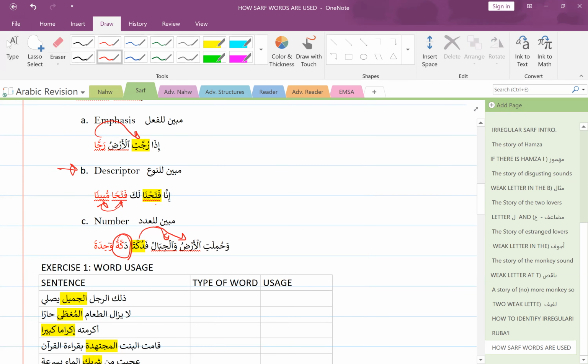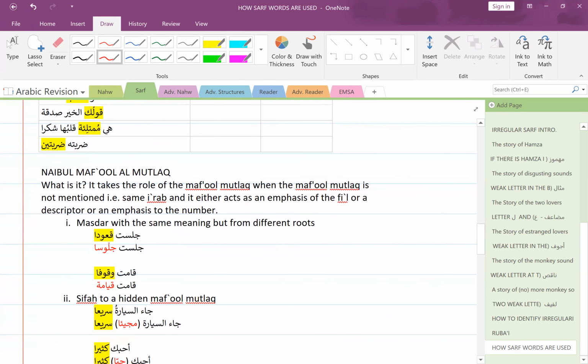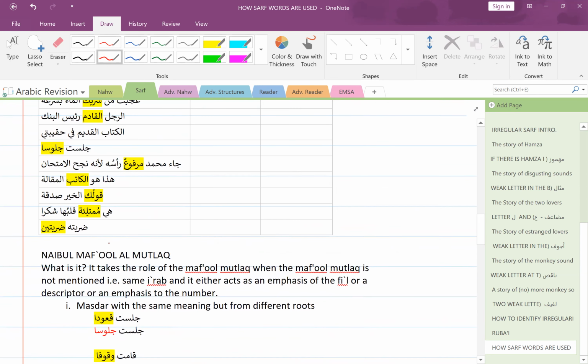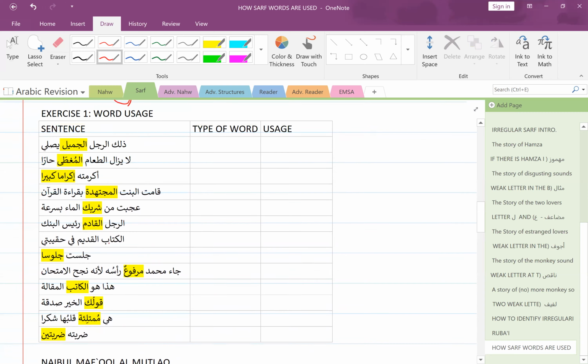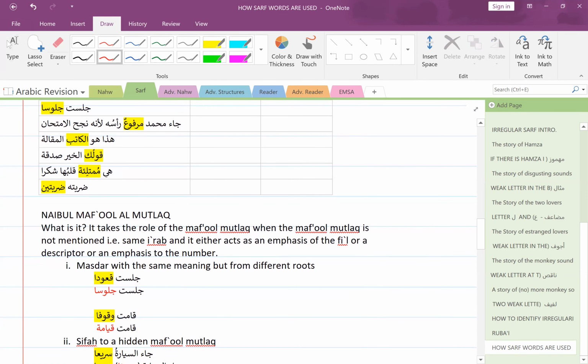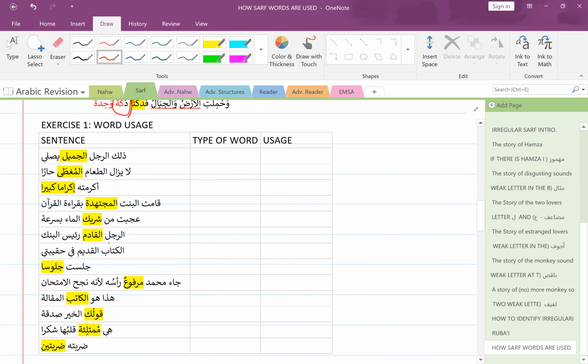But now, should we do the exercise first? Okay. How do you guys want us to do? Do we do this exercise first, and then we will go into na'ibul maf'ul mutlaq? Yeah, maybe, let's do the exercise.